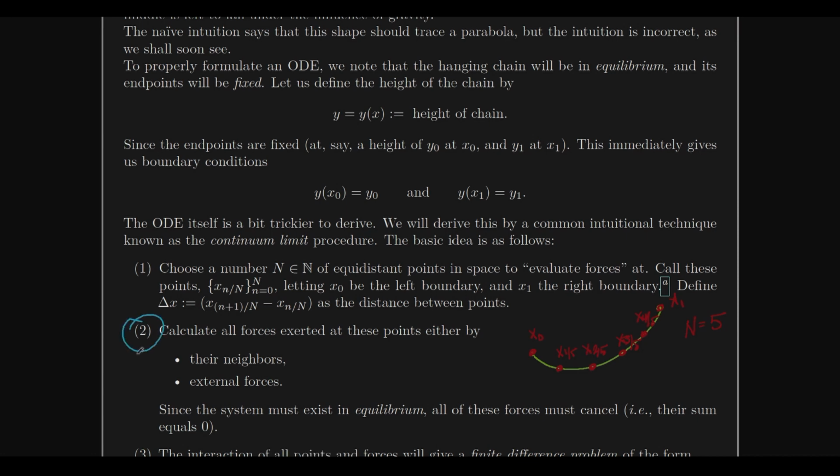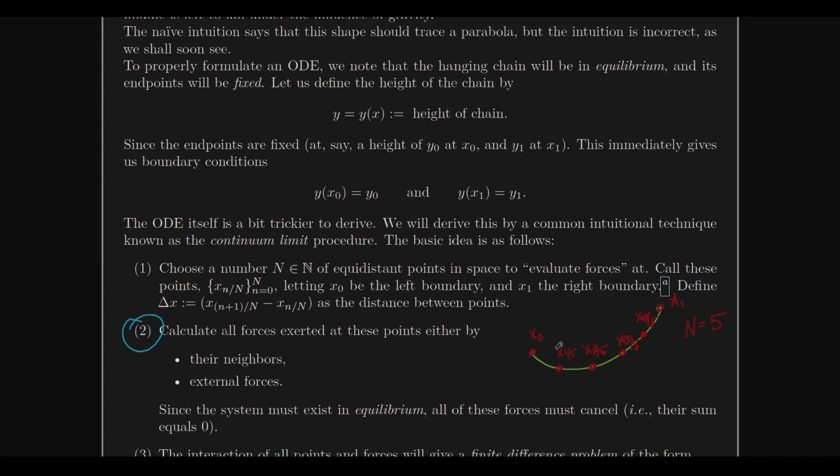So in step 2, we're going to calculate the forces exerted on these points. Now this is pretty nice. These boundaries, x0 and x1, you're allowed to not think about them as having any forces on them because they're in equilibrium, so the total force has to be 0. They're at a boundary, they're fixed, they can't move around. The rest of the points, though, can all move around.